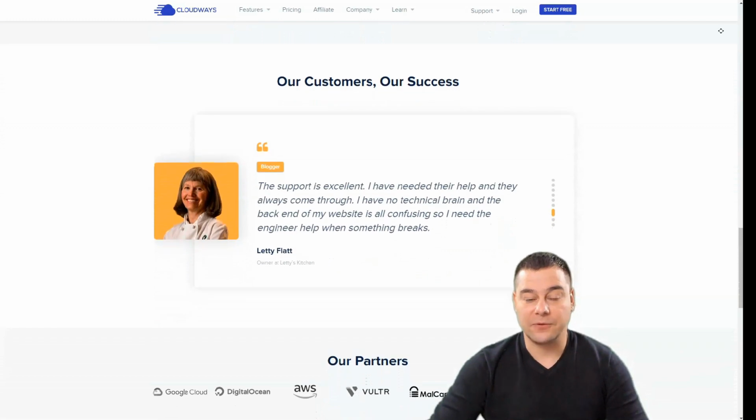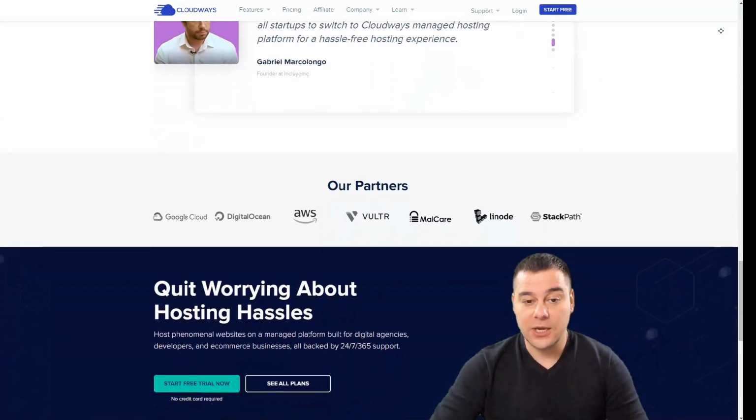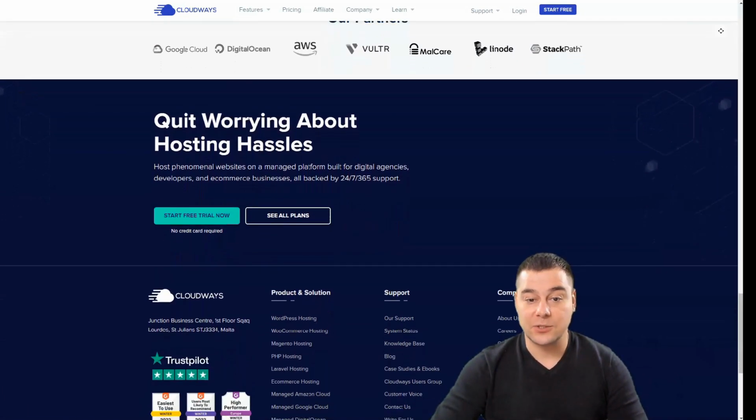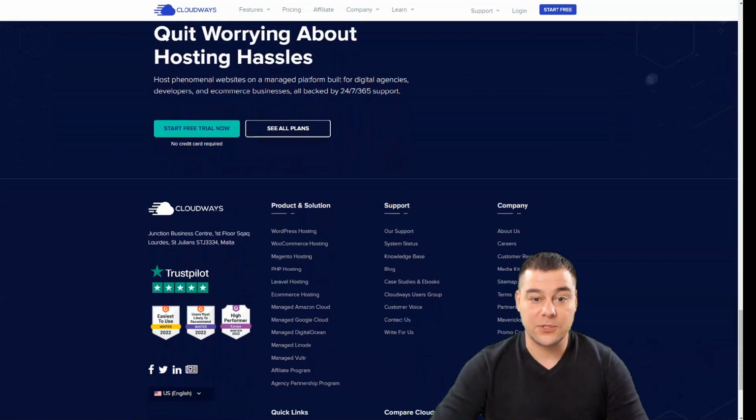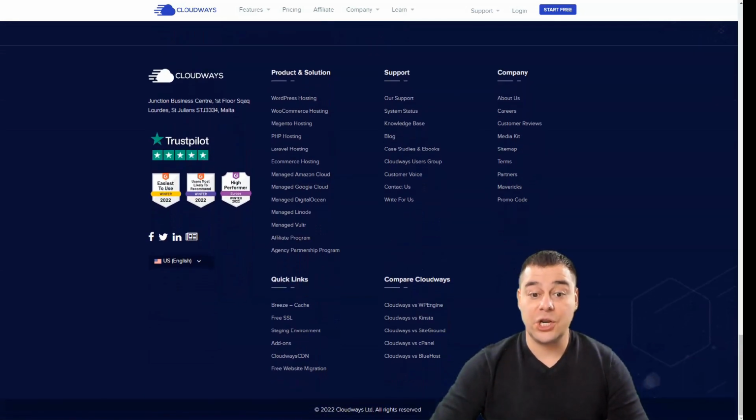So the pros are fully managed VPS hosting service that can give your website a speed boost. You can choose between 5 different cloud hosting platforms, 24/7 customer support to solve all your problems, free website migration service. And the cons are there's no cPanel or custom control panel and no free CDN.